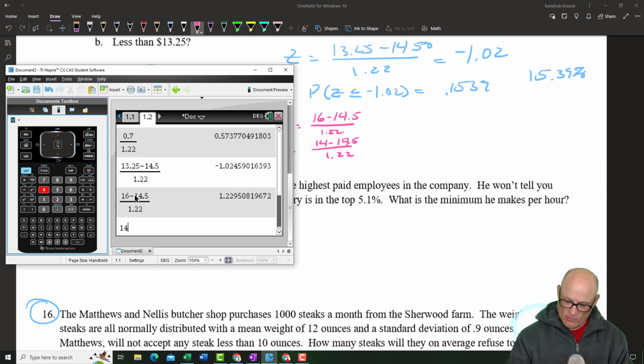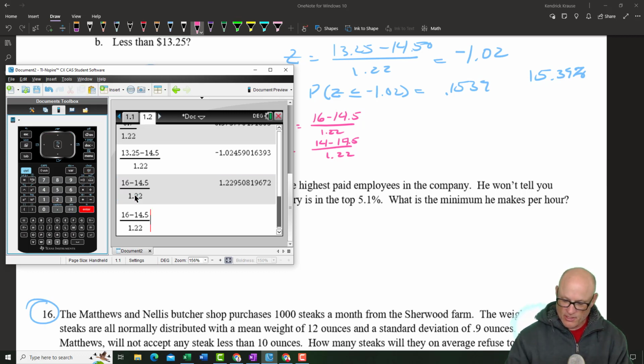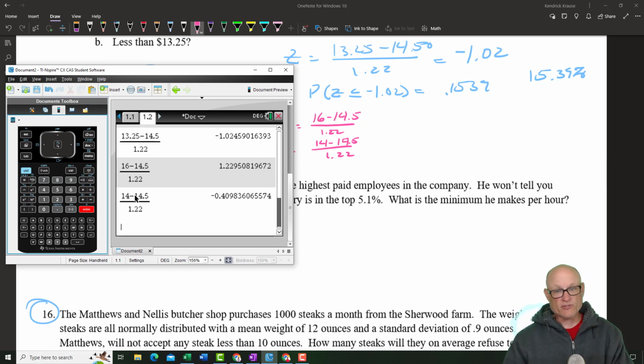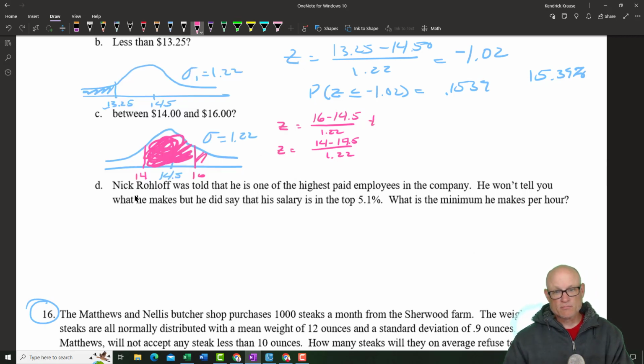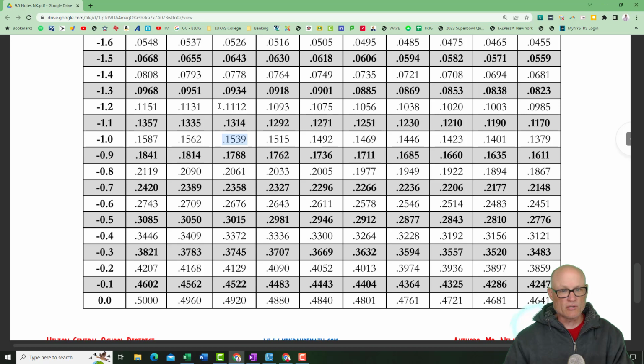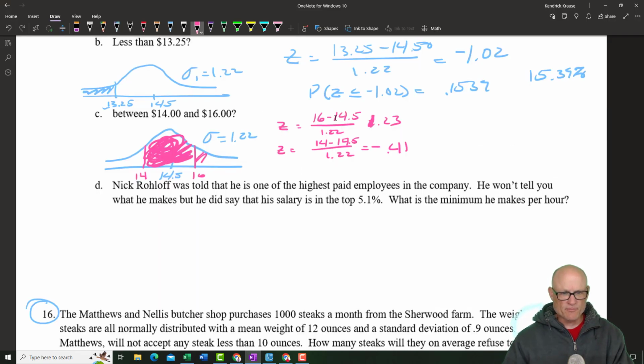And I got 14 minus 14.5 divided by 1.22. So I've got 1.23 and negative 0.41. So I go look up 1.23, 1.2, 0.03, and it's 0.1093. So that's this one, 0.1093. And then I'm going to go 0.41.